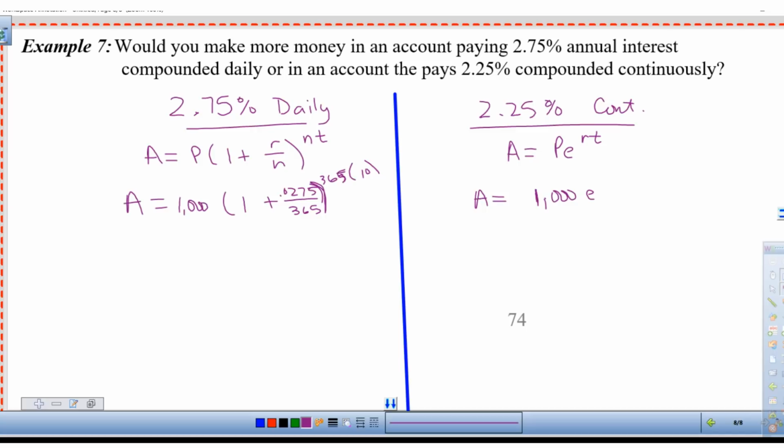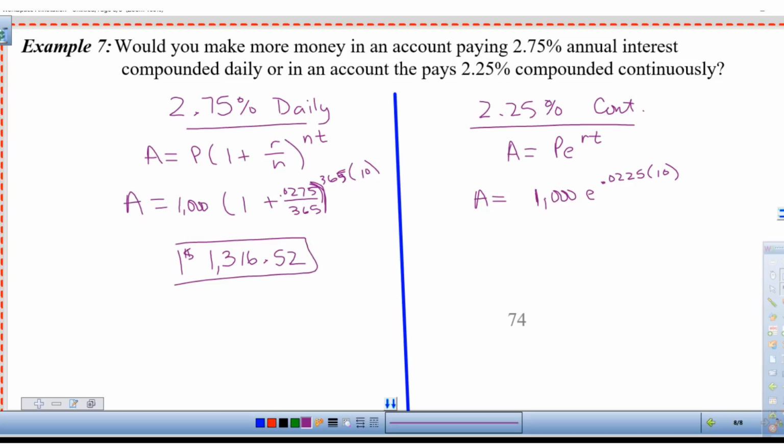0.0275. Is that what that is? They get mixed up. This is 0.0225. And I put a 10 in for time. So as long as I'm consistent, it doesn't matter. Let's do the left. Everybody go 1,000, parenthesis, 1 plus 0.0275 divided by 365. Close it, raise it to the parenthesis, 365 times 10, close it, enter, and you get $1,316.52.